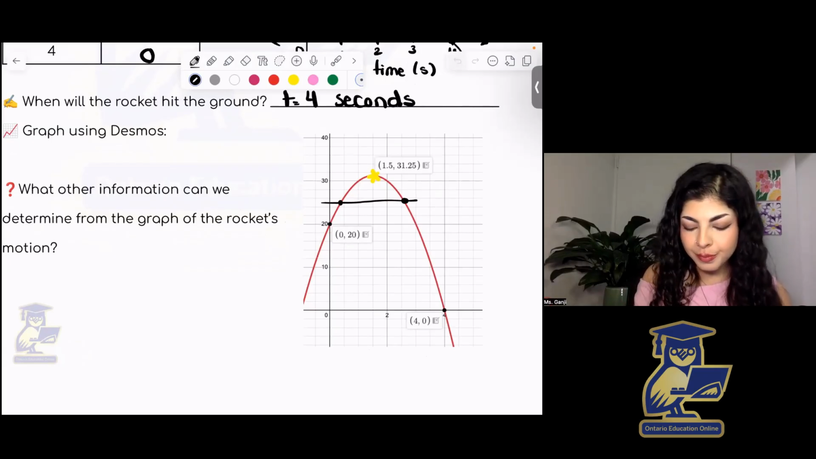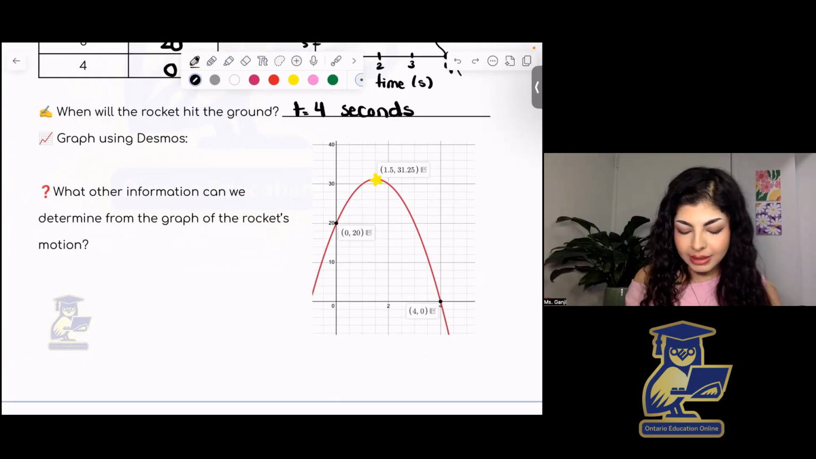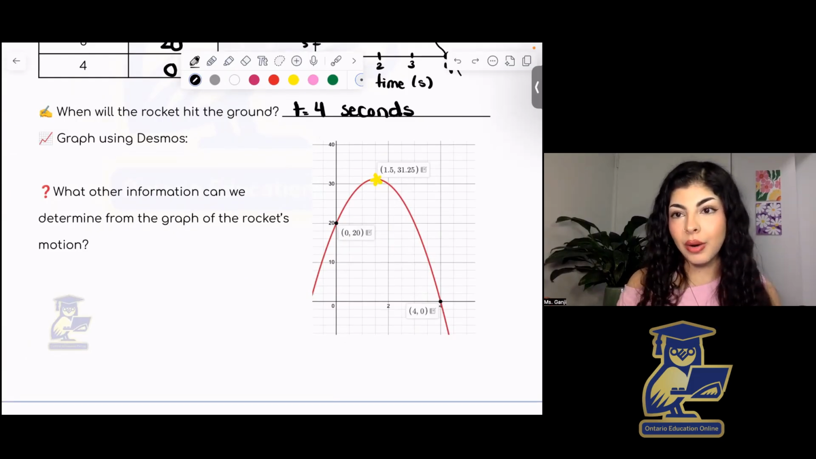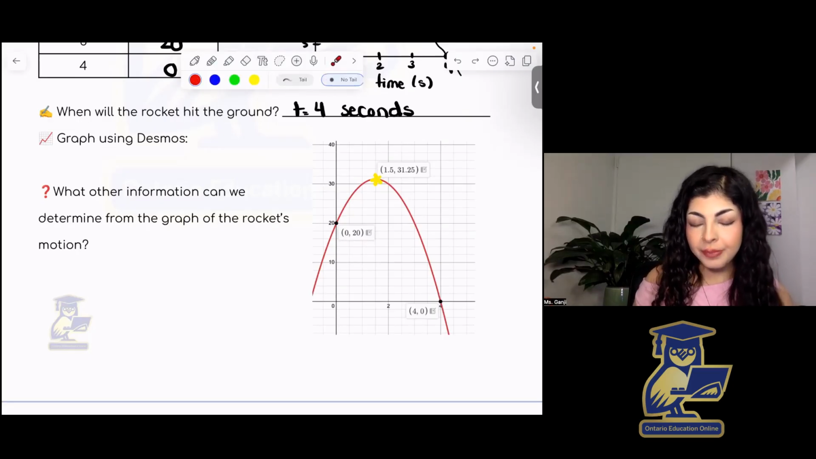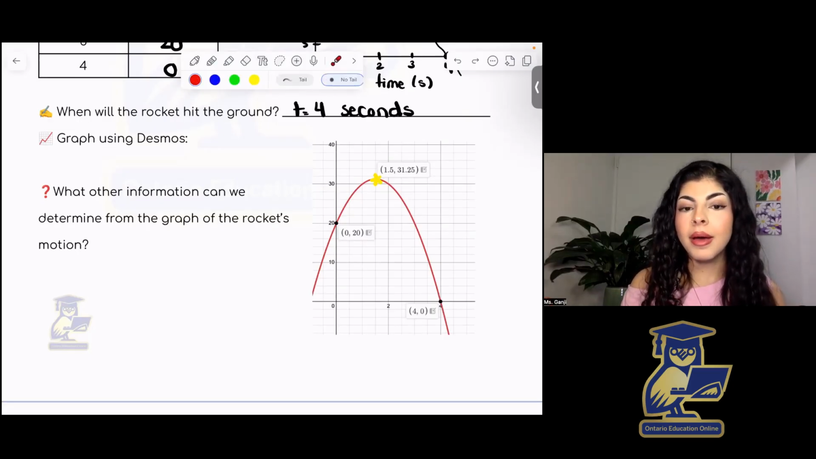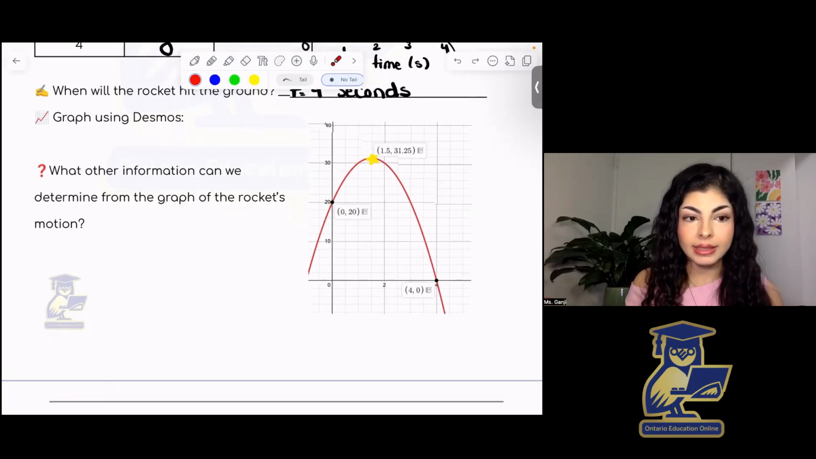And another key thing about this graph is when the rocket is at time zero. So before the rocket has launched, we're actually not on the ground. There is a height of 20 here, which is 0, 20. So that tells me that my rocket was launched from a height of 20 meters. So its initial placement was 20 meters above the ground. And then it moves up into the air and comes back down to land at time 4 seconds.